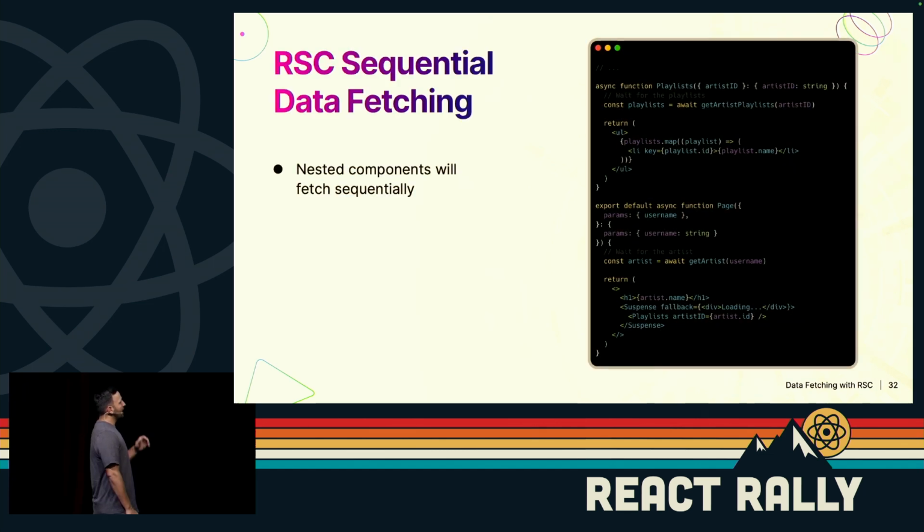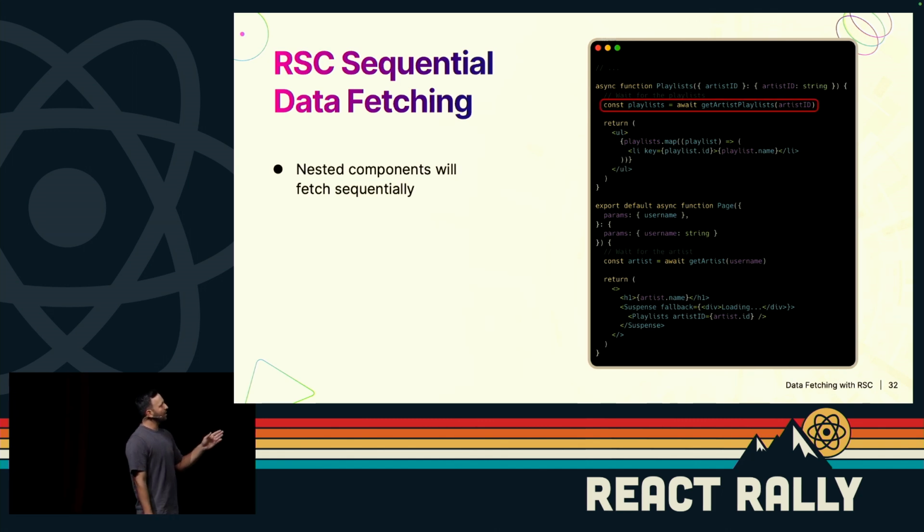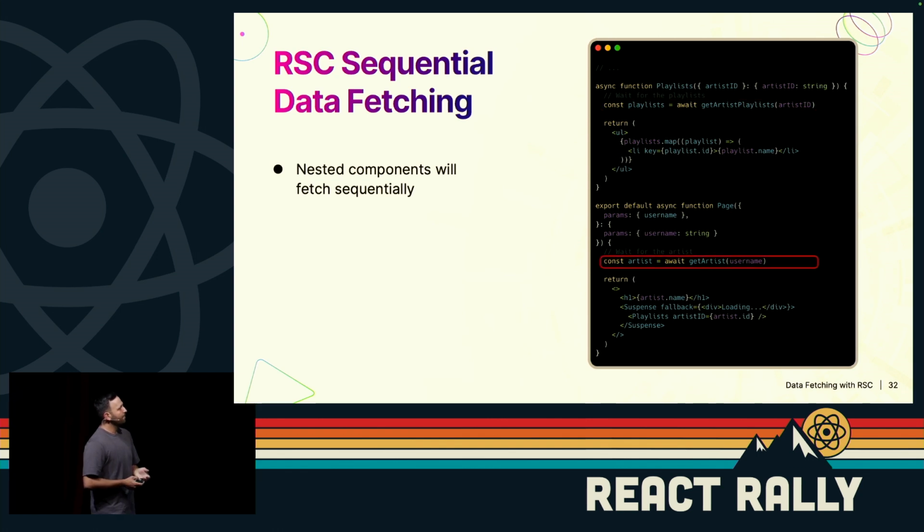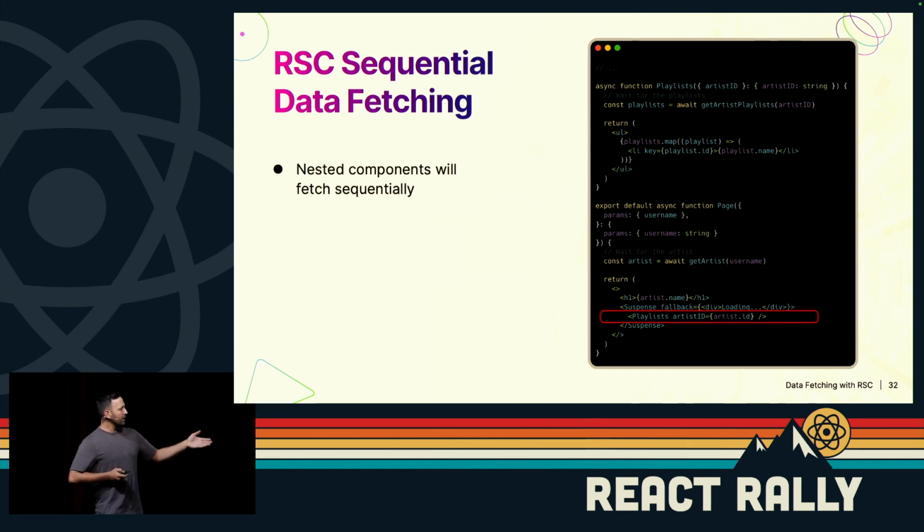Nested components will fetch sequentially as they're rendered. So let's look at the code for that. We've got two components: a playlist at the top, and a page component. Inside of playlists, we're doing an await that's going to go and fetch some data, and you can assume it's going to either its own server or another API. Then inside of the page component, it is also fetching data, and both of these have an await on them. Inside of the return down here, we're rendering playlists, the top component.